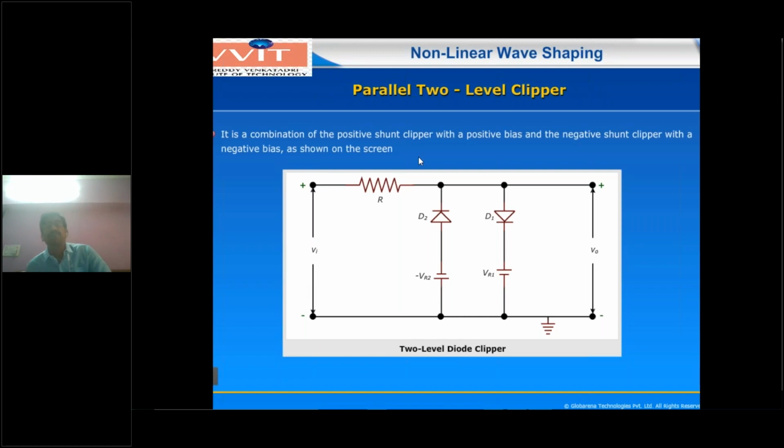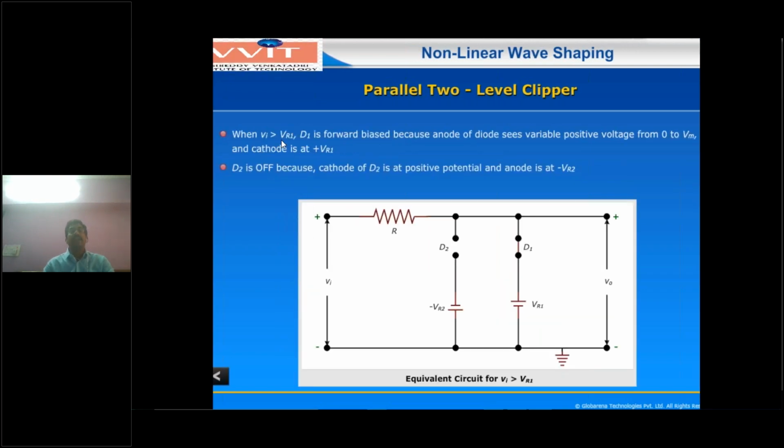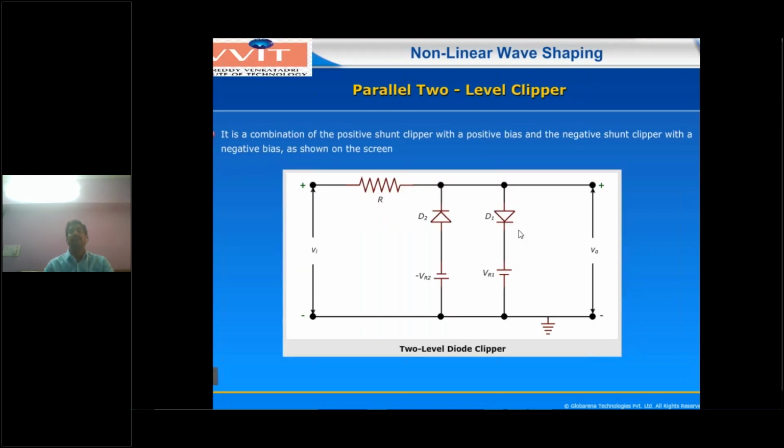See here, it is a combination of a positive shunt clipper and a negative shunt clipper. How does the operation go? The first condition is Vi greater than VR1, that means the input voltage is greater than the positive reference voltage VR1. Let us take an example, VR1 equal to 3 volts, and the input is between 3 and 5 volts, where the positive peak is 5 volts. Take 4 volts. So diode D1 will be forward biased and act as a short circuit.